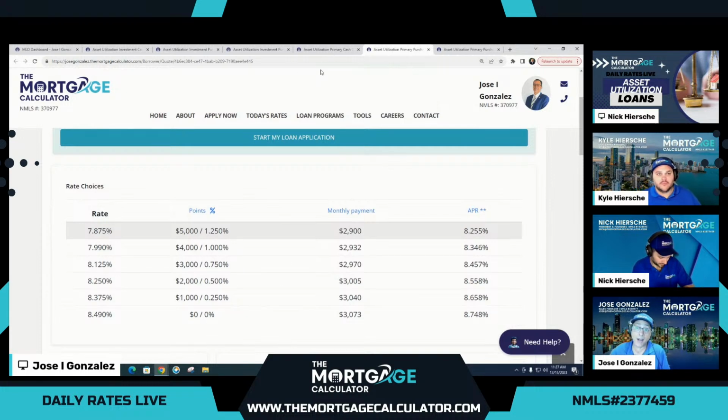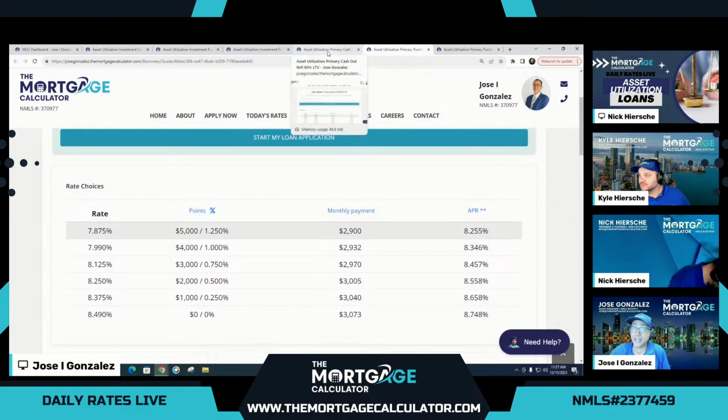So 8.49 is par. It's our lowest cost option. 7.875 is costing 1.25, and there's probably a couple of additional options there that we can pick to go even lower and still be in compliance, probably somewhere in the low sevens.